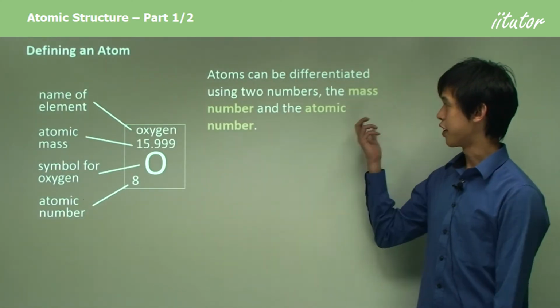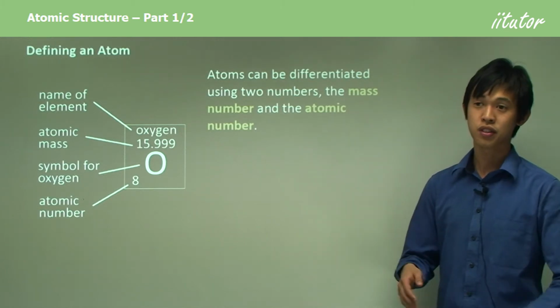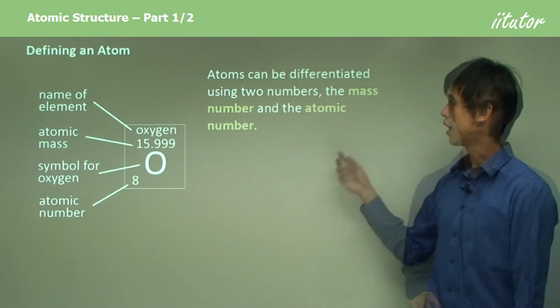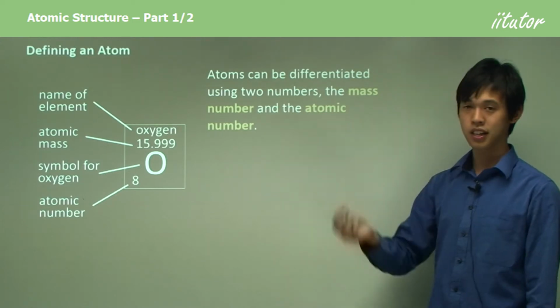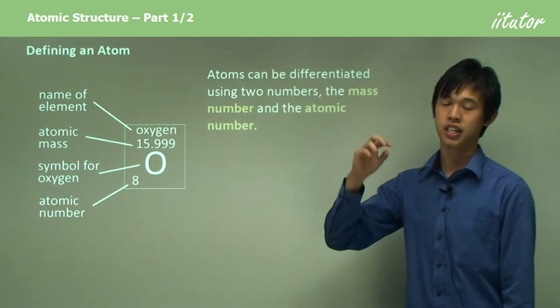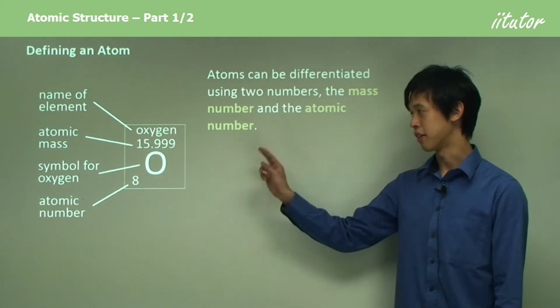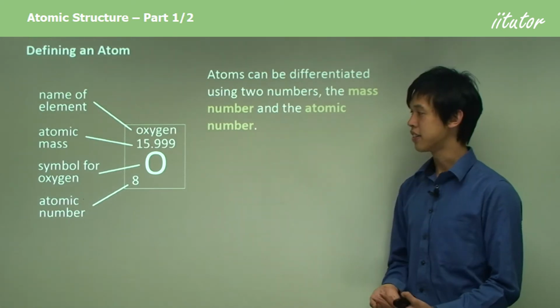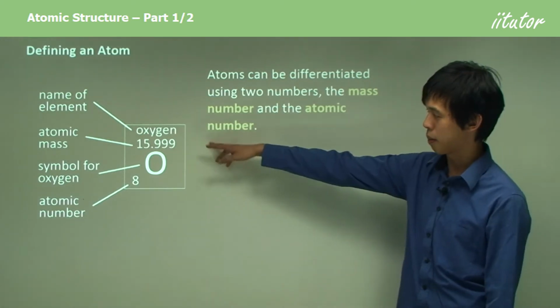So atoms can be differentiated using two numbers. Okay, so how do we define a particular atom is what we're saying. The mass number and the atomic number. Atoms of a particular type, you can tell everything you need to know about them with two numbers, the atomic number and the mass number. And this varies. Okay, so here is a picture.